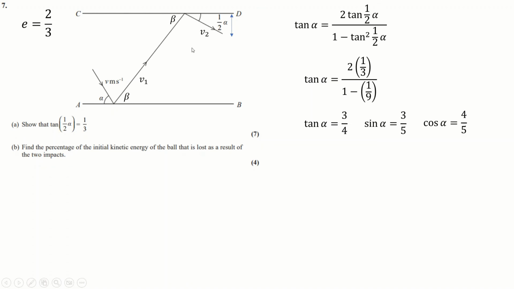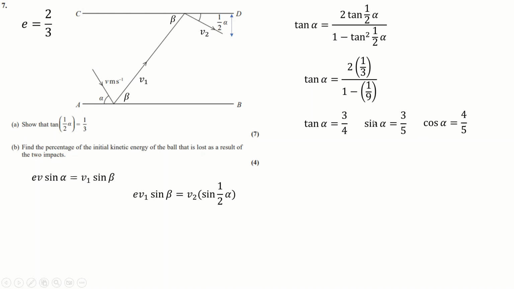So I used to call this U and W, didn't I? But who cares? So we have this same thing I talked about before, that E times this approach is equal to just that separation there. We know that E is 2/3, of course. We can say the same thing up here. So E times V1 sine beta is equal to V2 sine of half alpha.